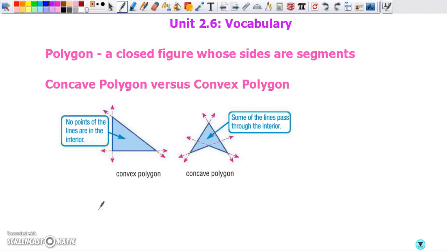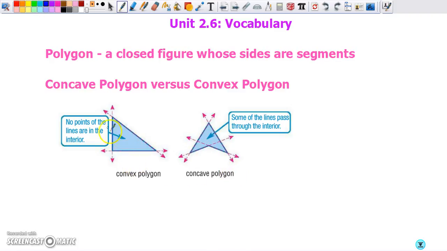A triangle, a quadrilateral, square, rectangle, those types of things. Now a circle is not considered a polygon because it doesn't have segments as its sides, it's round. Then we have two types of polygons, concave and convex. I want you to draw these pictures because it's more of a visual explanation. They're a little bit difficult to understand without actually seeing what's happening.